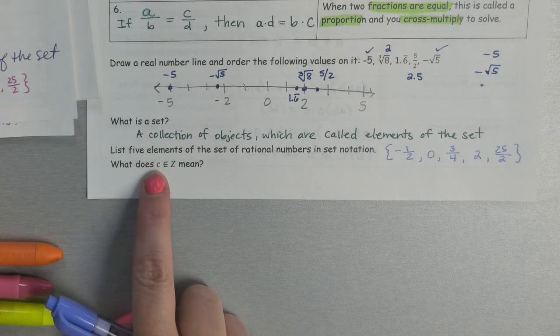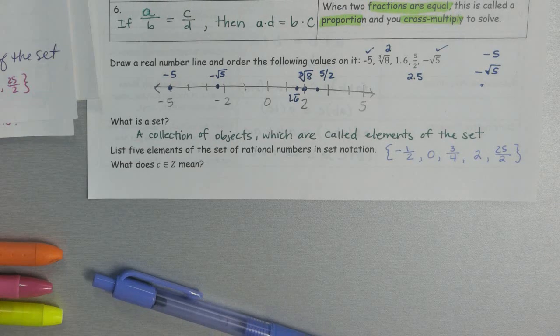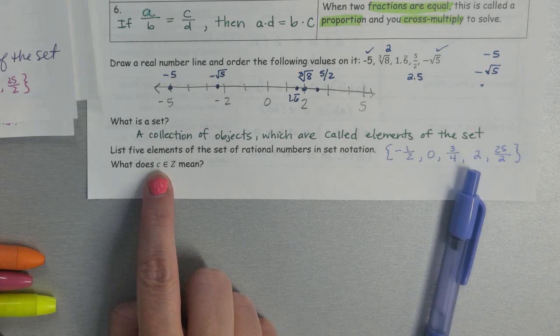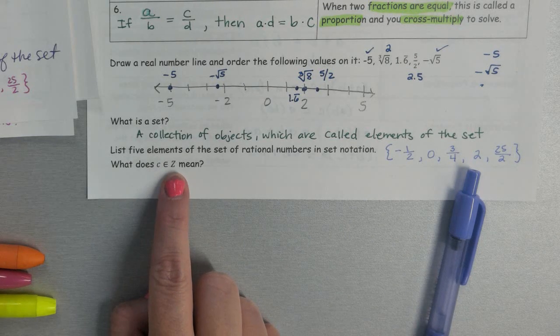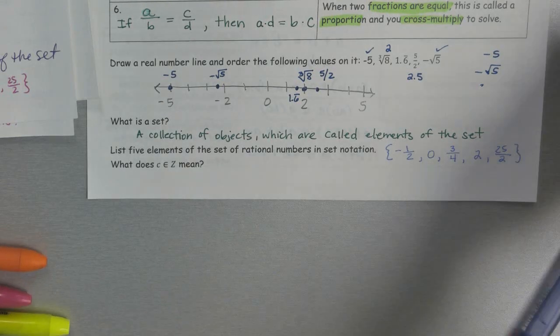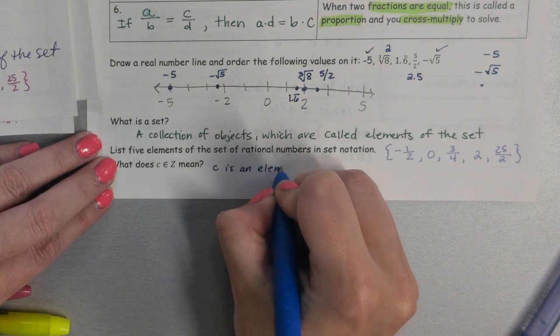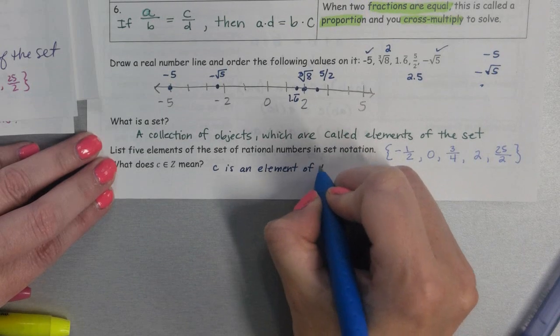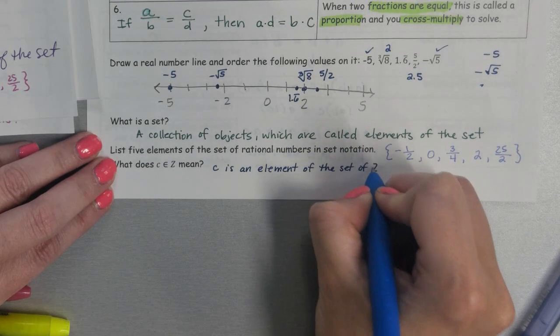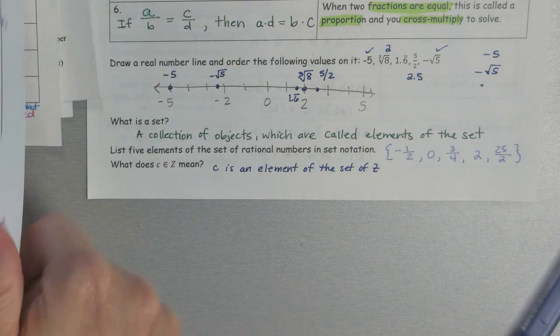Alright, now what does c ∈ Z mean? Because I have no idea. Remember, last year we did things like this. x is an element of the real number set, right? So let's just plug it in with this. If X is the set of real numbers, this means c is an element of the set Z, whatever Z is. Okay, so this means c is an element of the set Z. Okay, that's all that means.